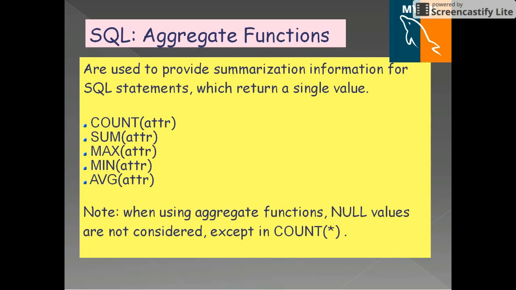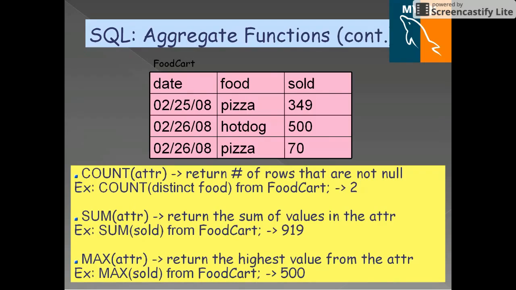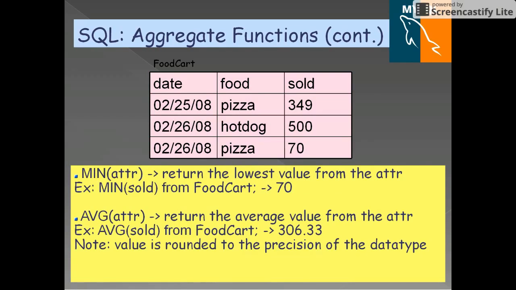There's one point to note here, that when using aggregate functions, null values are not considered except in COUNT(*). When you are using COUNT(*), that means count all the rows, but in other cases, null values are not considered. So this is the way you can perform the count, sum, and max operations, the minimum and average.